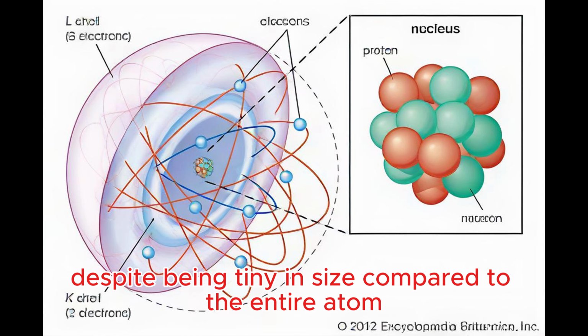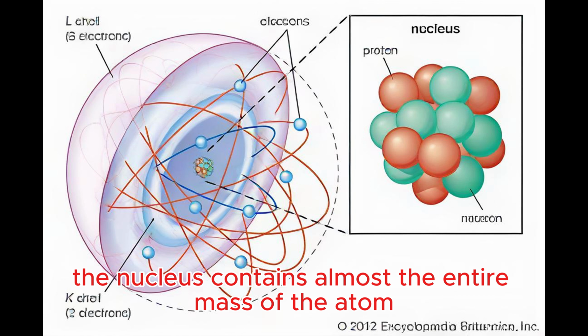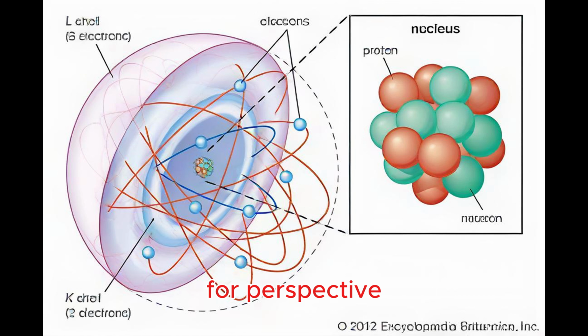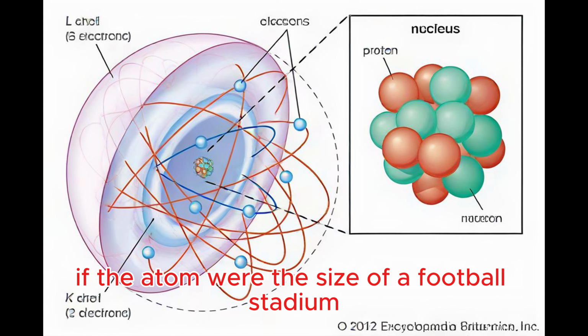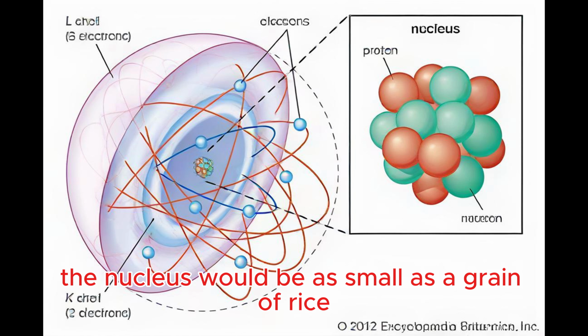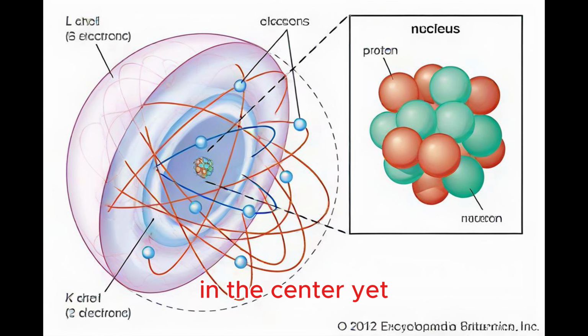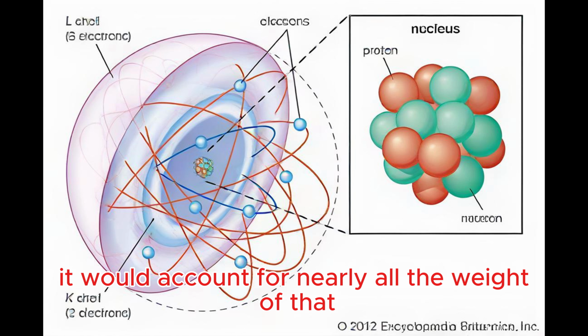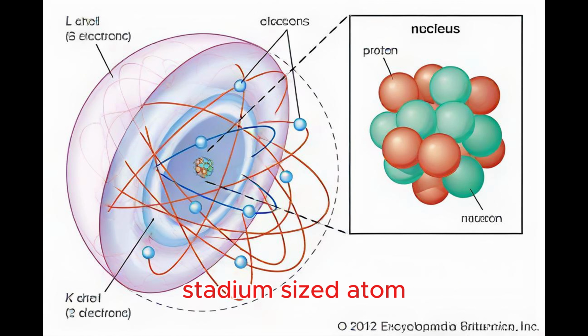Despite being tiny in size compared to the entire atom, the nucleus contains almost the entire mass of the atom, making it dense and heavy. For perspective, if the atom were the size of a football stadium, the nucleus would be as small as a grain of rice in the center, yet it would account for nearly all the weight of that stadium-sized atom.